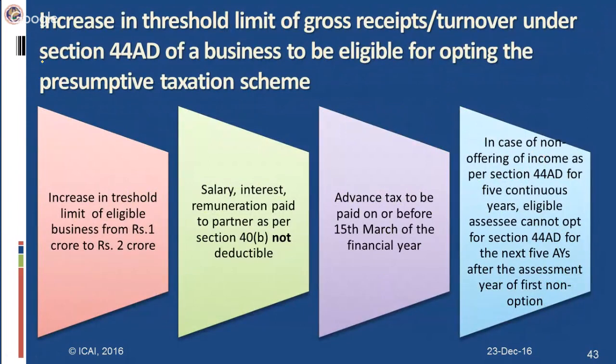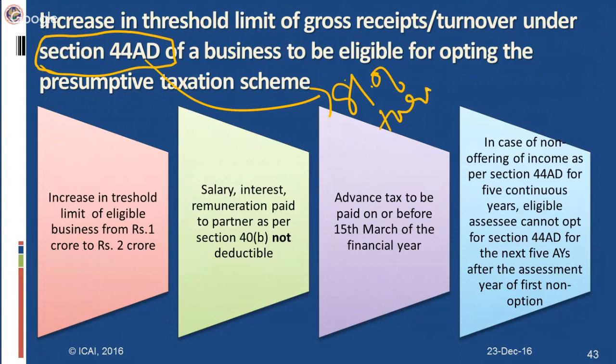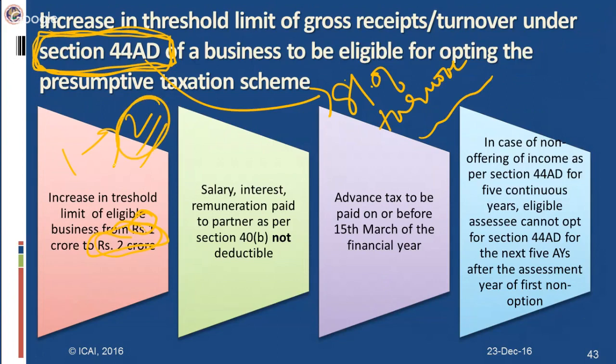Next comes the presumptive taxation provisions under 44AD. That 8% of turnover or gross receipts is deemed to be the income of a person. In this section, there were many conditions. There have been some changes in the provisions relating to applicability of presumptive taxation. First of all, earlier the threshold limit was 1 crore, now that has been increased to 2 crores. So anybody with a turnover or gross receipts of up to 2 crores can opt for presumptive taxation under 44AD.